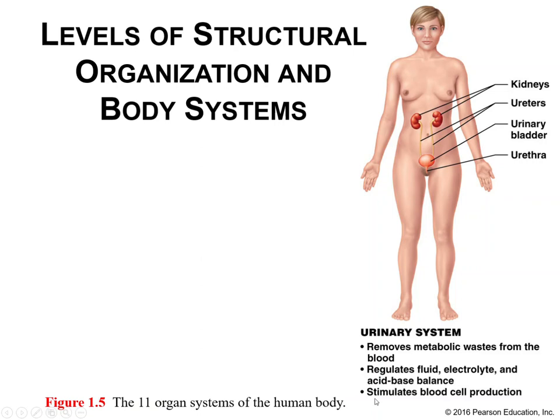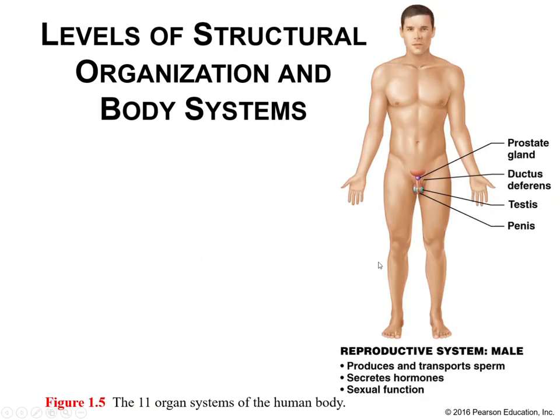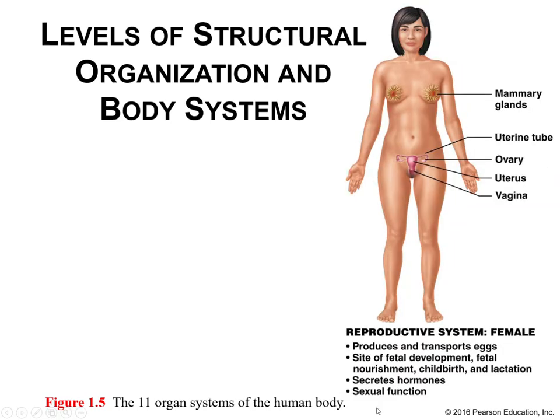And then the last organ system is the reproductive, and that will be on exam 1 of A&P 2 along with the endocrine system. So the reproductive system in the male produces and transports sperm, secretes hormones, and participates in sexual function. And with the female, produces and transports eggs, site of fetal development, nourishment, childbirth, lactation, hormones, and sexual function.